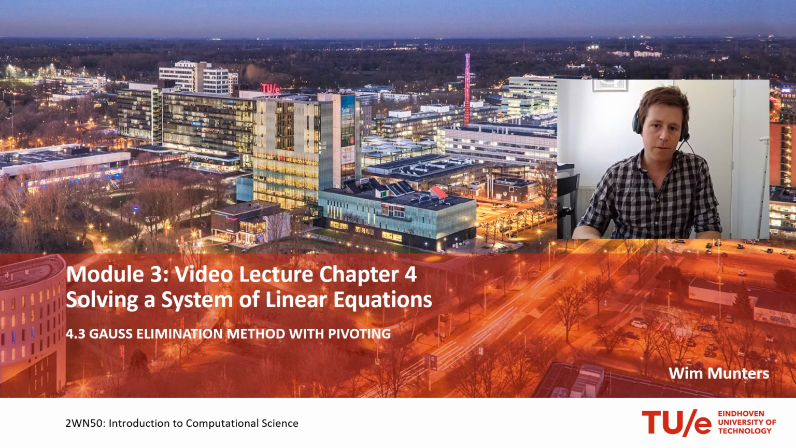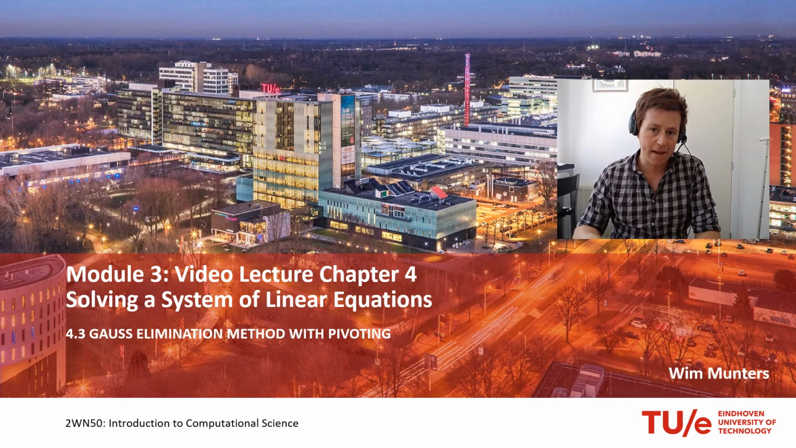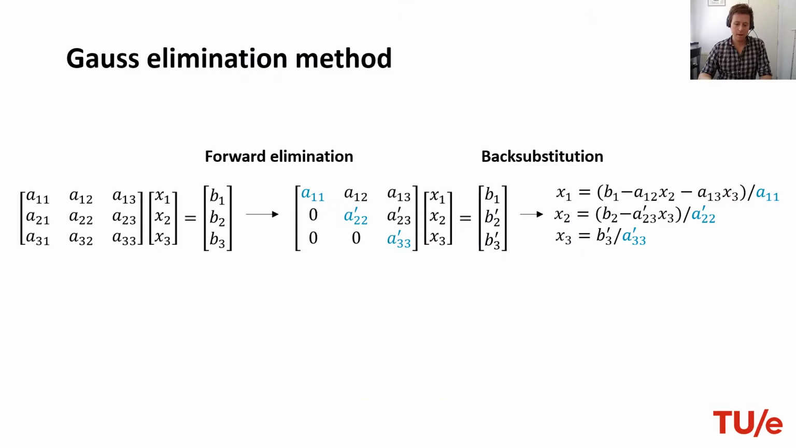In this video, I will explain what the Gaussian elimination method with pivoting is and why pivoting could be necessary. So if we take a brief look at how the Gaussian elimination method works, we have our dense linear system here on the left, which we convert to an upper triangular system using forward elimination, and we finally find the solution through back substitution.